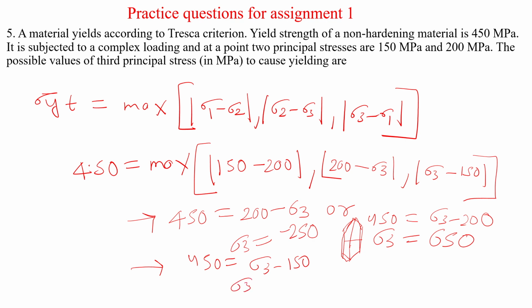Here you are getting sigma 3 equal to 600, and from the other equation, 450 equal to 150 minus sigma 3, then sigma 3 is equal to minus 300, right? So here you will get two values. So options should be given, because if options are not given you can't fit one value. So based on the option you need to choose which combination is given, and you can choose it.